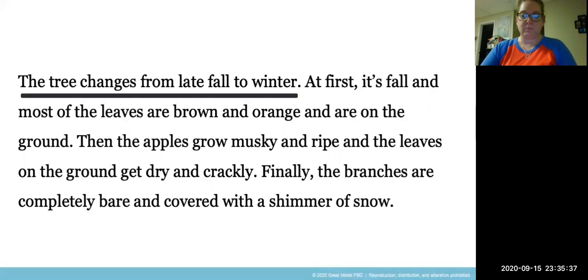When you write about change in the story, you must include evidence from the beginning, middle, and end of the story. As writers, we can use linking words that signal to the reader that we are including evidence from the beginning, middle, and end of the story. When we read the linking phrase, at first, we know we are reading about the beginning of the book. Circle at first on your handout.